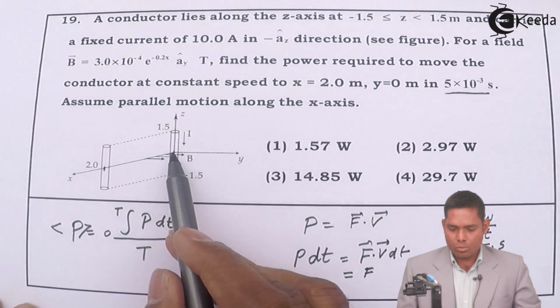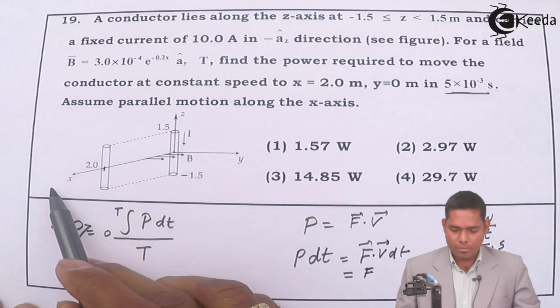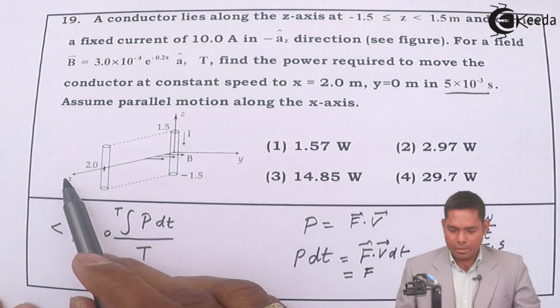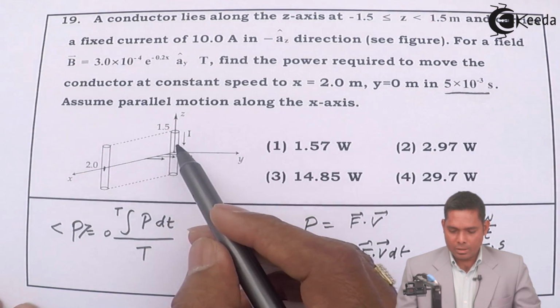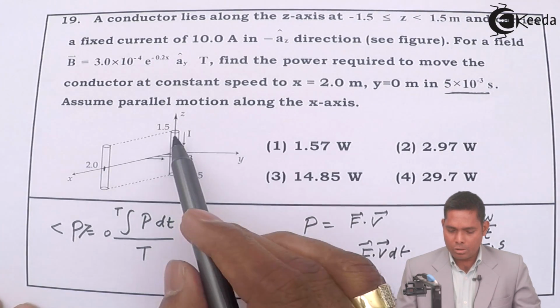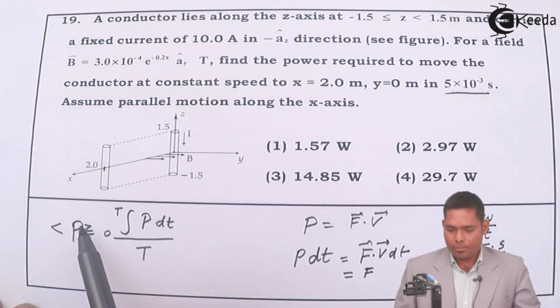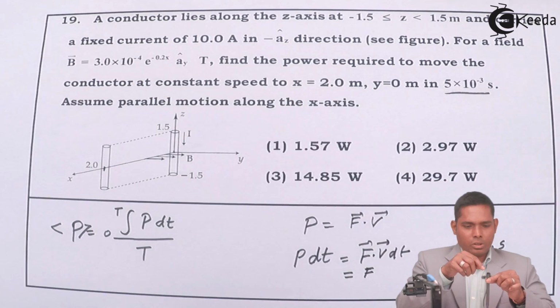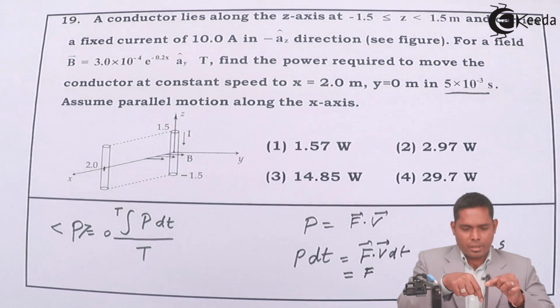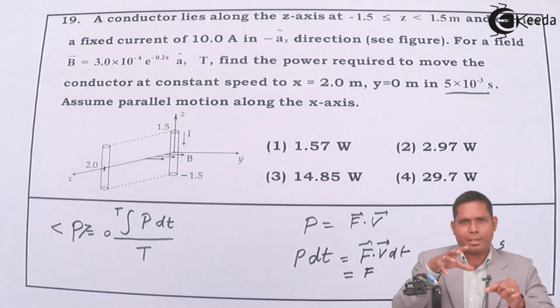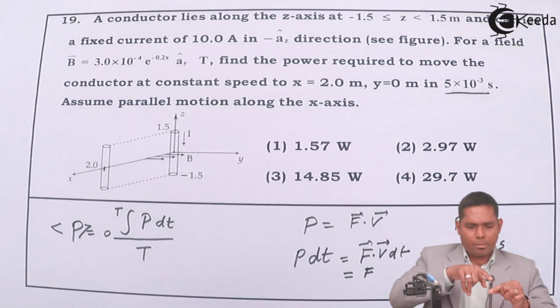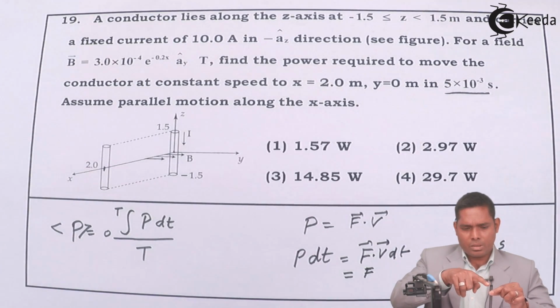The object is to move along the x-axis, and for this force vector, I have to see in which direction the force is acting. Now this is your current direction, and the force acting on a conductor placed in a magnetic field is IL cross B. So IL is downward, and B is along this direction.